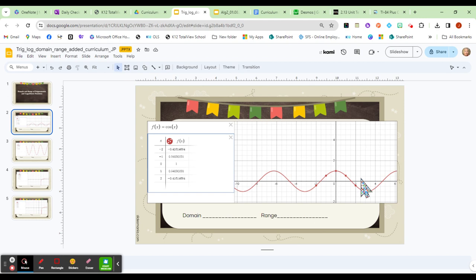If we are looking at the domain, we're looking from left to right. So we're looking at the x's. If we're looking for the range, we're looking for how low does the graph go to how high does the graph go. We could also pull up a chart, and so I'm going to remind you how to do that in Desmos.